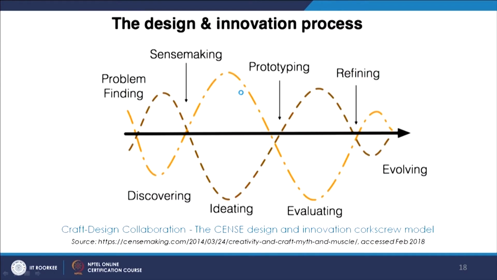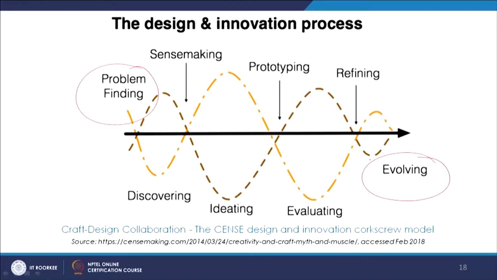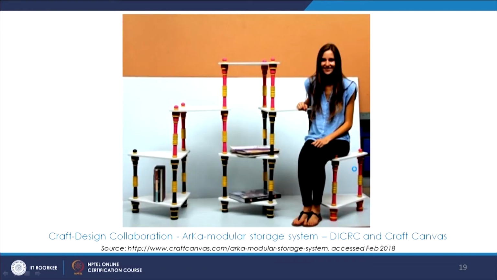And we were trying to understand the design innovation process, where we could see that it's not a linear process starting from problem finding to some final outcome, but there are in-between stages, and then there are curves, so it's a process again. It involves different stages. We saw this very interesting example of craft design collaboration between the ICRC and Craft Canvas, and how this modular storage system has been designed.